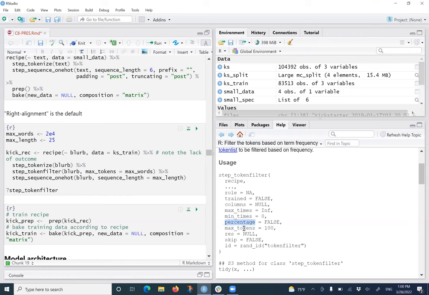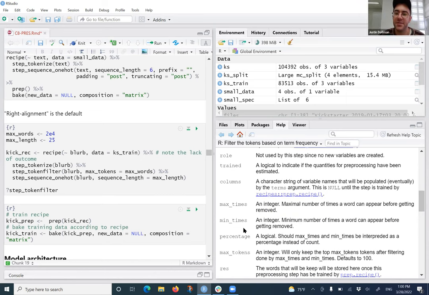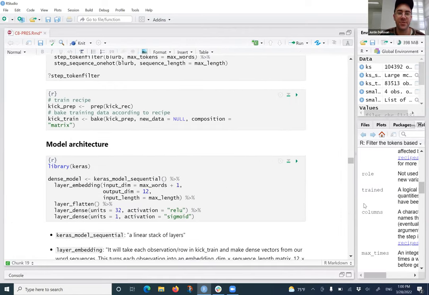There are four different ways, right? So that's nice, percentage. This is the way I've actually seen most, where if a given word appears in over 99% or 97% of documents, or if it appears in less than 1% or 2%, it'll be removed. Anyway, they use max tokens. So that's how step token filter works.